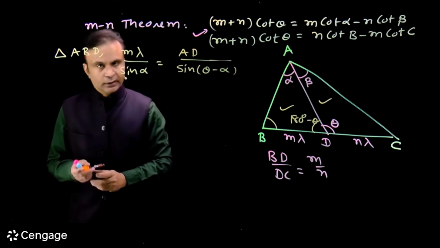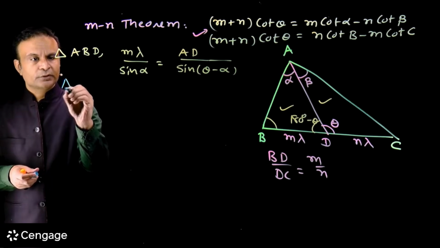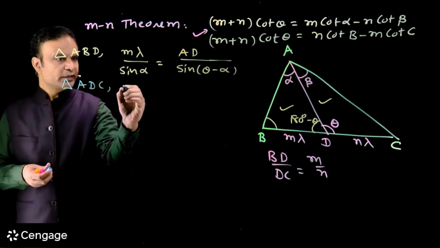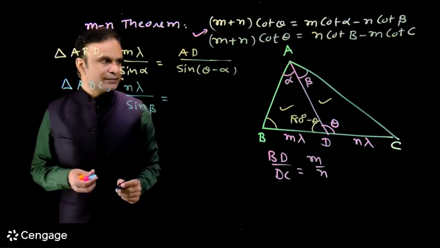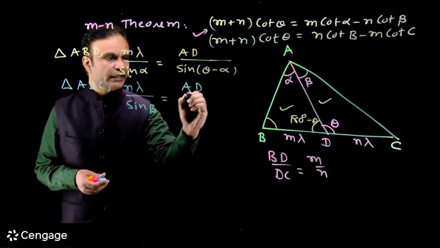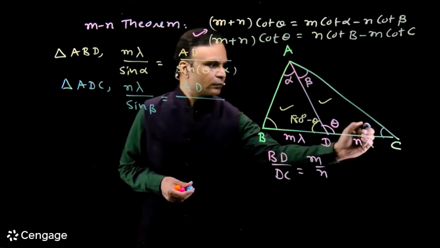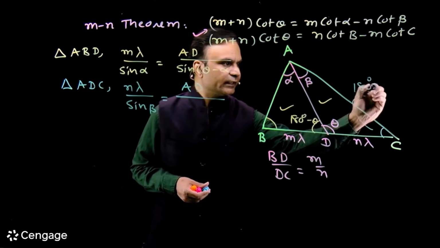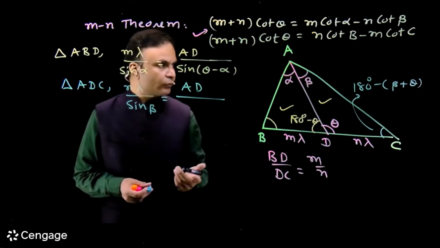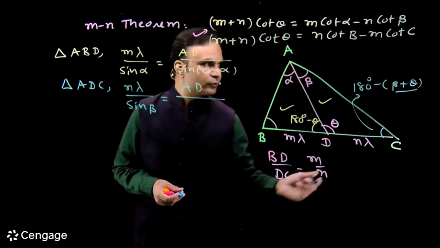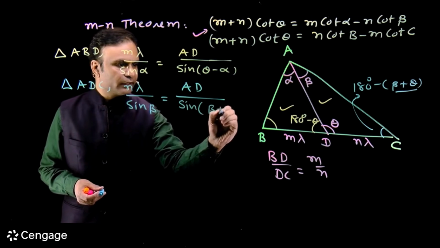Okay, now we use the sine rule in triangle ADC. In triangle ADC we have n lambda upon sine beta. This is equal to AD upon this angle, and this angle is 180 degrees minus (beta plus theta). Okay, sine of 180 degrees minus this is equal to sine of beta plus theta. So we have here sine (beta plus theta).